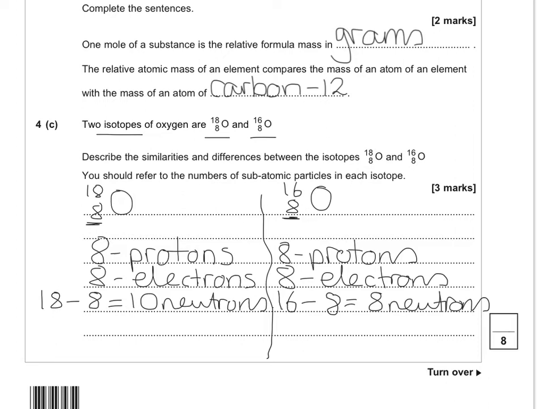So out of the 2 here, oxygen-18 is the heavier isotope. Both of them have got the same number of protons and electrons, but they have different numbers of neutrons.